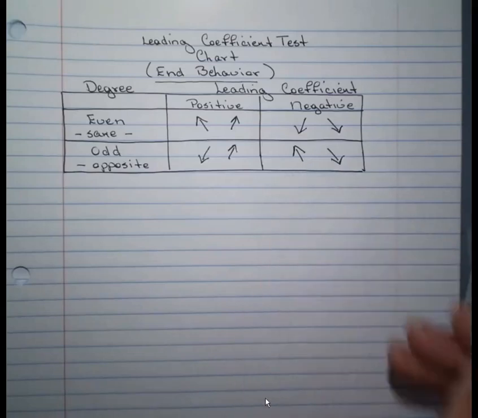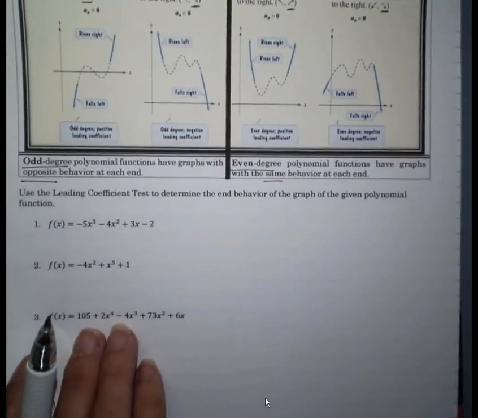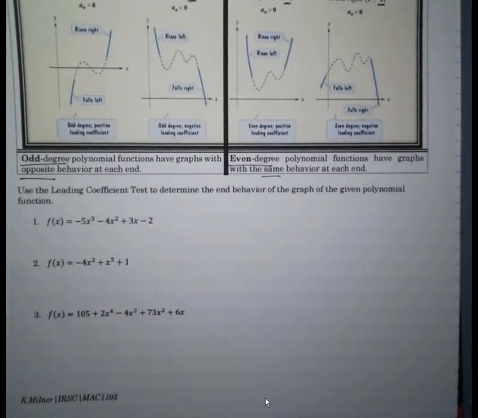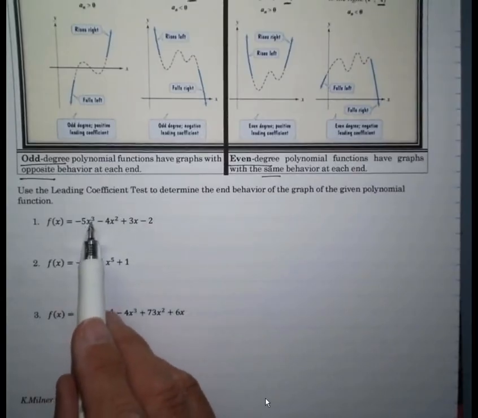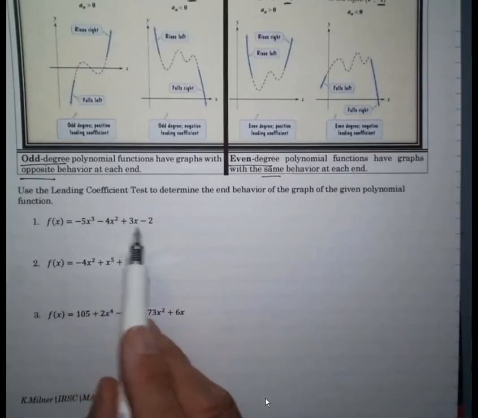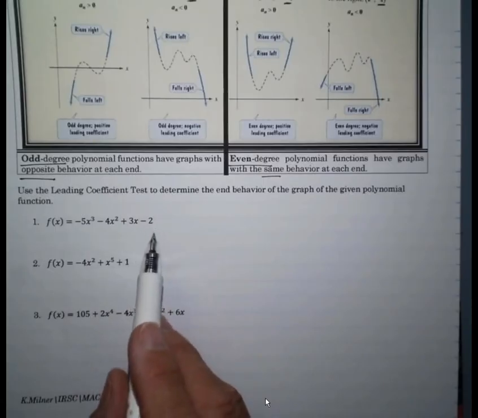And you can draw them straight up and down if you want to. Usually they are sort of angled like this. So there's your leading coefficient test piece of paper that you need to have with you. It'll help you as we go through this. Let's take a look at a couple of problems down here. Let's take a look at this first function. They've already been written in descending order. We want to determine the end of the graph just by looking at the leading coefficient. So we want the end behavior of our graph.